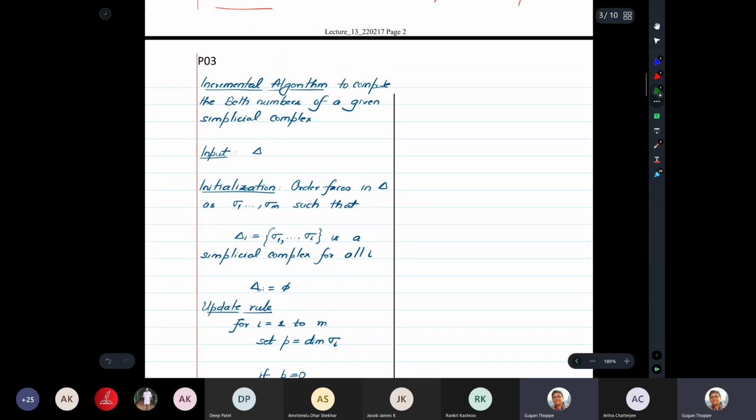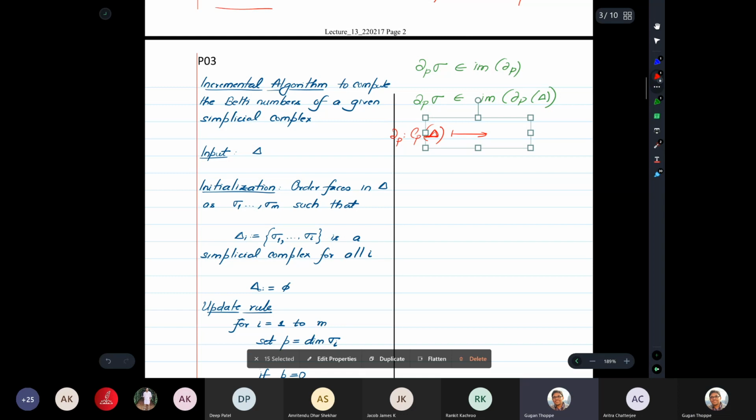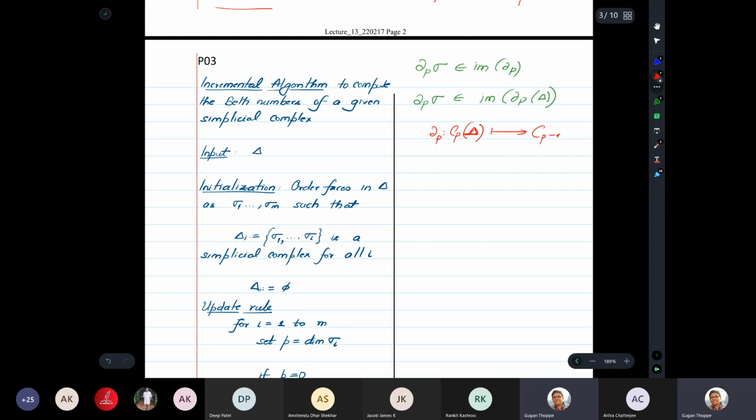So maybe I'll write it over here. This is ∂p of σ belongs to image of ∂p. Ideally I should have written it in this fashion: ∂p of σ belongs to image of ∂p of Δ. Okay, so let's try to understand what is over here. You have Δ, which is already a simplicial complex, so you can talk about Cp of Δ, and you can talk about ∂p. ∂p will go from Cp of Δ to Cp minus 1 of Δ, right?